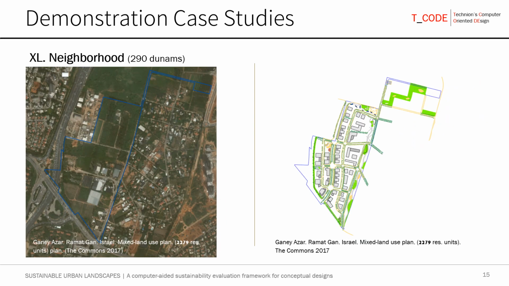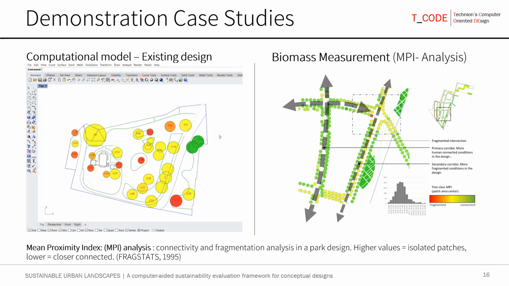In a demonstration experiment, we tested the system on the Ganei Azar neighborhood design, a 29-hectare, 2,300 residential unit, mixed-use neighborhood in the Tel Aviv metropolitan area. So this vegetation analysis demonstrates connectivity and fragmentation of vegetation patches in the design. The visualization provides the designers with insight into the hierarchy and diversity of planting schemes of the design.